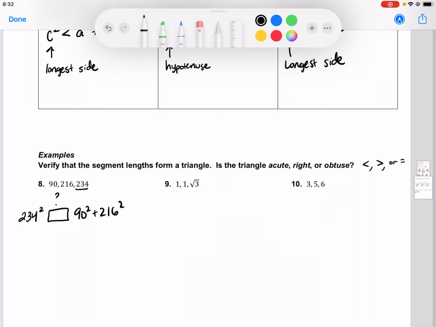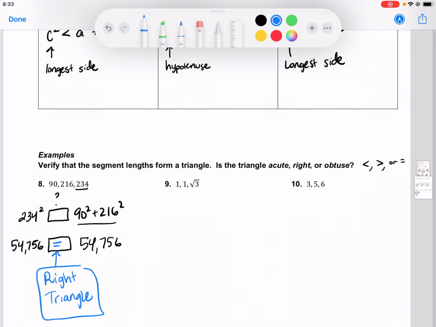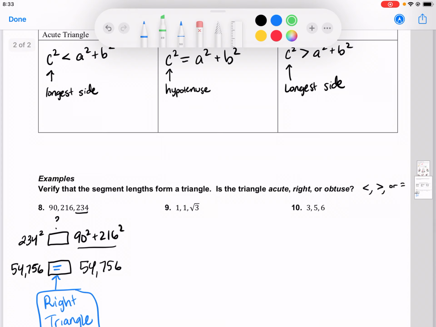So 234 squared is 54,756. We need to fill this in. And then I'm going to type all that in: 90 squared plus 216 squared. That is 54,756. So when we fill it in, we get an equal symbol, which means that this is a right triangle, because it's based on these symbols right here.